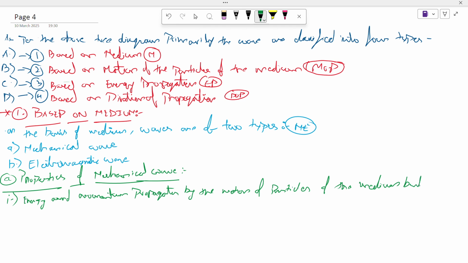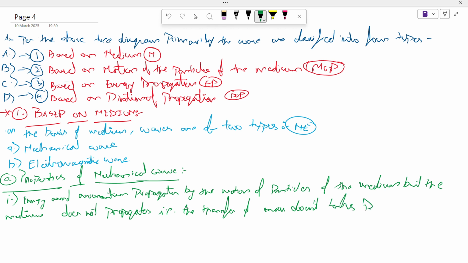but the medium does not propagate, that is, the transfer of mass doesn't take place. What happens, my dear students, in this?